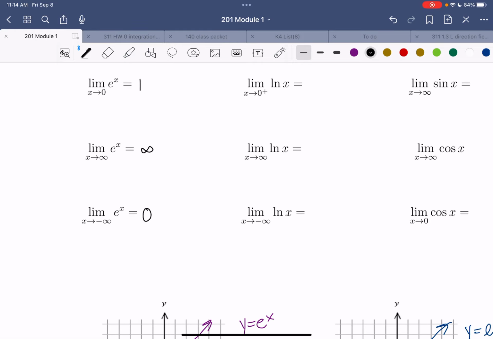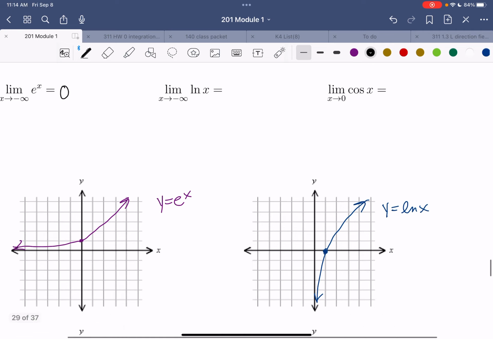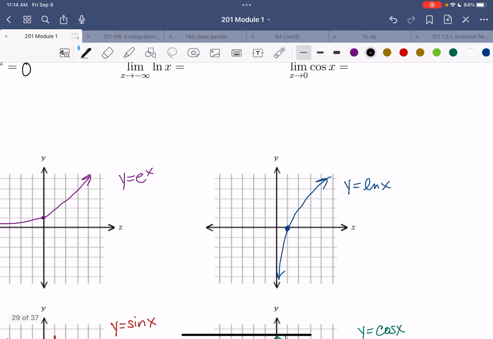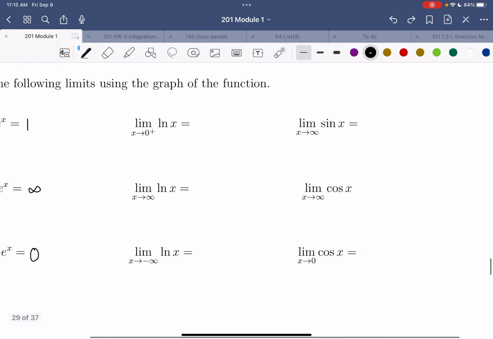For ln x, notice that as x goes to 0, we only look at it from the right, and that's because our graph doesn't exist on the left. So if we're going to talk about a proper limit here, we can only approach from the right. And you can see that as we go to 0 from the right, we're headed down. So the limit there is going to be negative infinity.